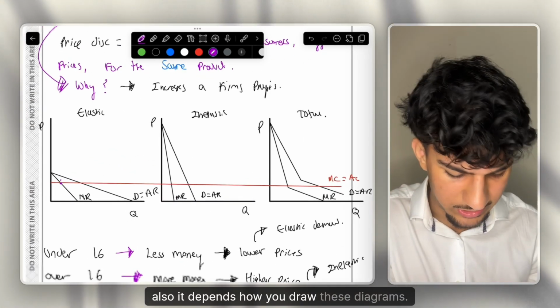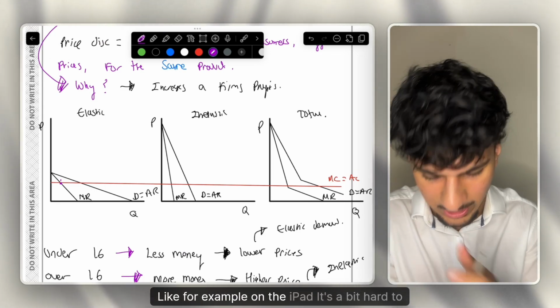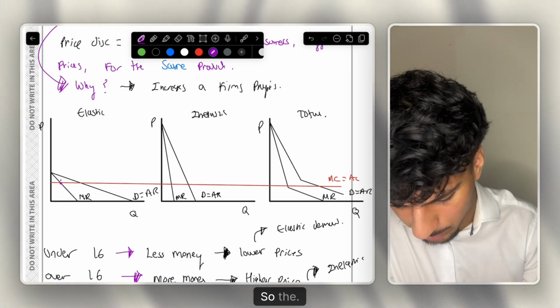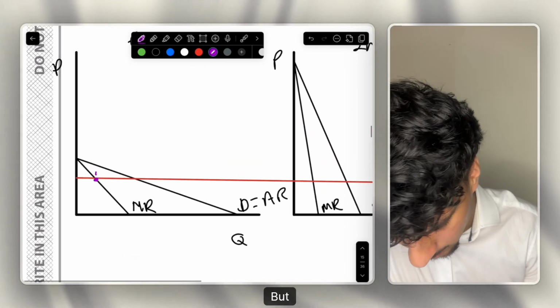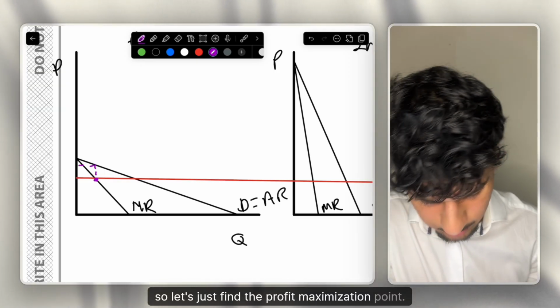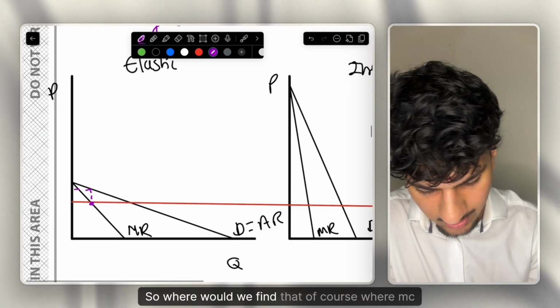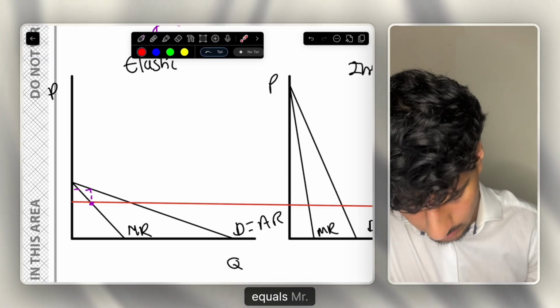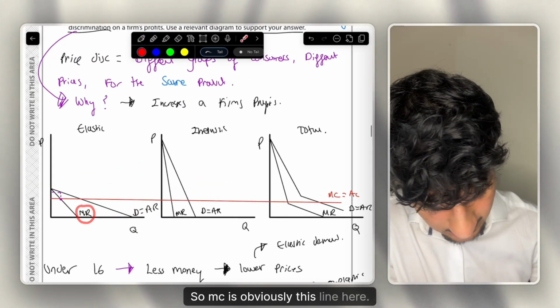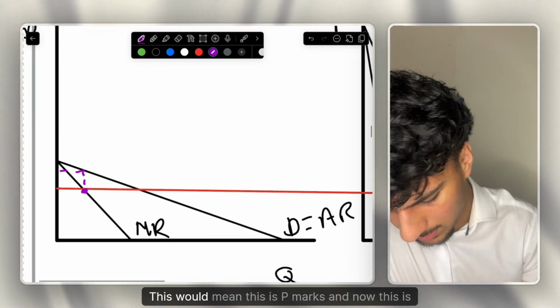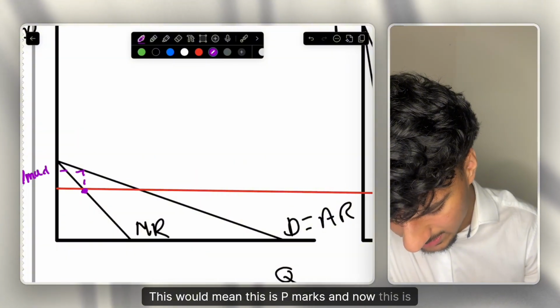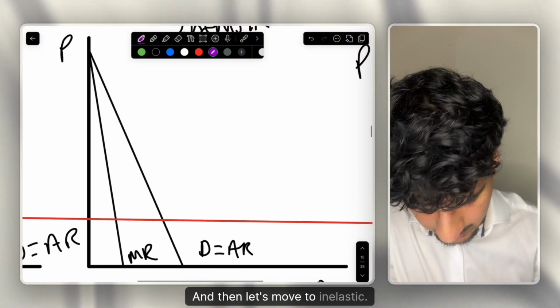Also, it depends how you draw these diagrams. For example, on the iPad it's a bit hard to draw them. So I'll explain what I mean. But let's find the profit maximization point. So the price. Where would we find that? Of course, where MC equals MR. So MC is obviously this line here. Where MC equals MR, this would mean this is P max. And now this is the box of supernormal profit, and then let's move to inelastic.